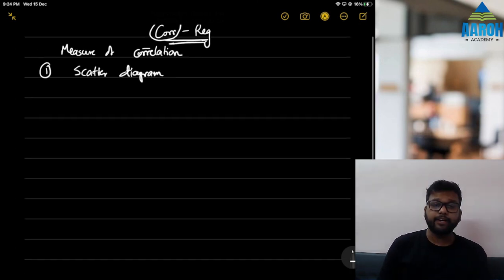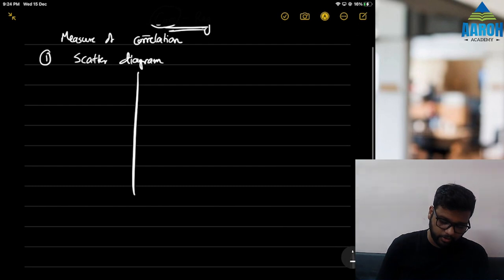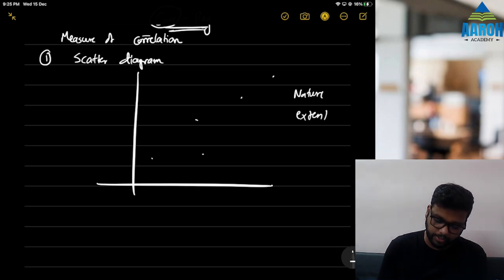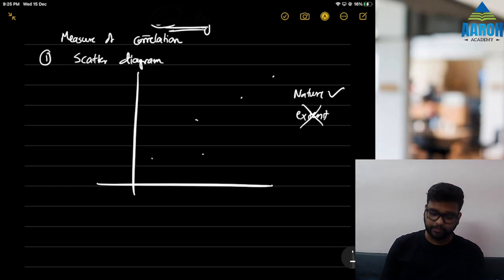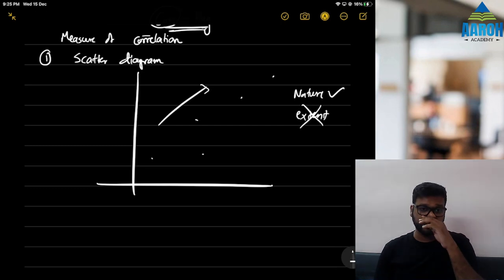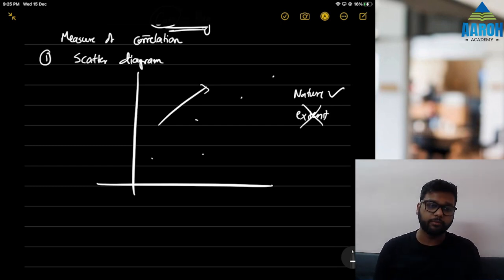Fine. So a scatter diagram is just plotting all the xy points on a graph. It gives us only the nature of correlation but not the extent of correlation. Nature means it tells us whether the correlation is positive or negative. It does not tell us how much correlation is there. So by looking at this diagram we cannot say whether correlation is like 3, 4 or something. We cannot quantify it in numbers.